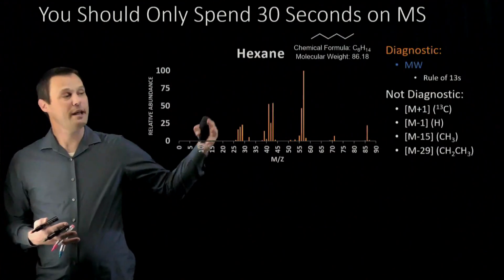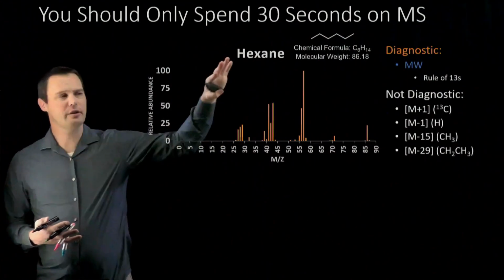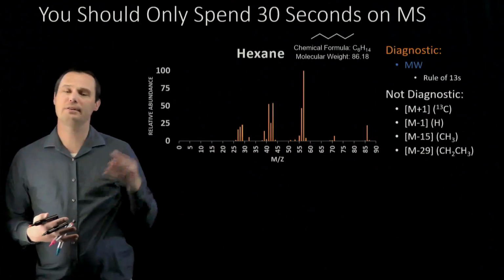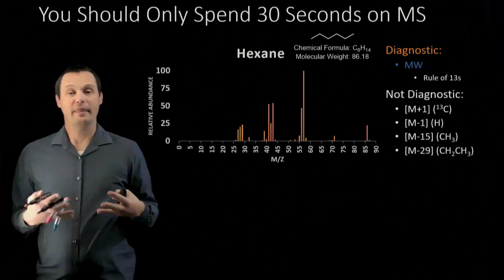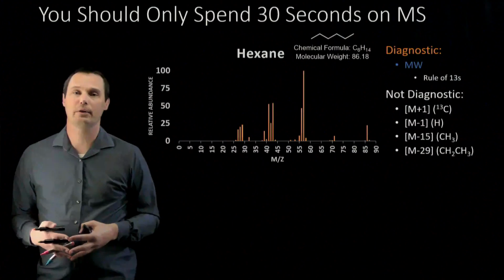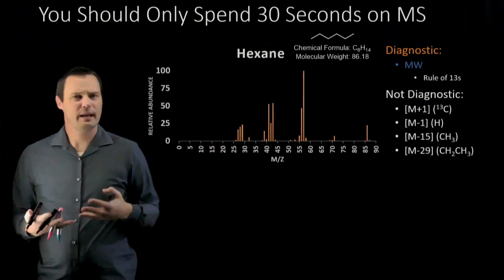After that, you may have learned that there's an M-1 peak, and in fact, if you look at each cluster, they all kind of tail off a little bit to the left as you get successive M-1 peaks. That results from the loss of a hydrogen atom from the molecule. Again, this is not very diagnostically useful.